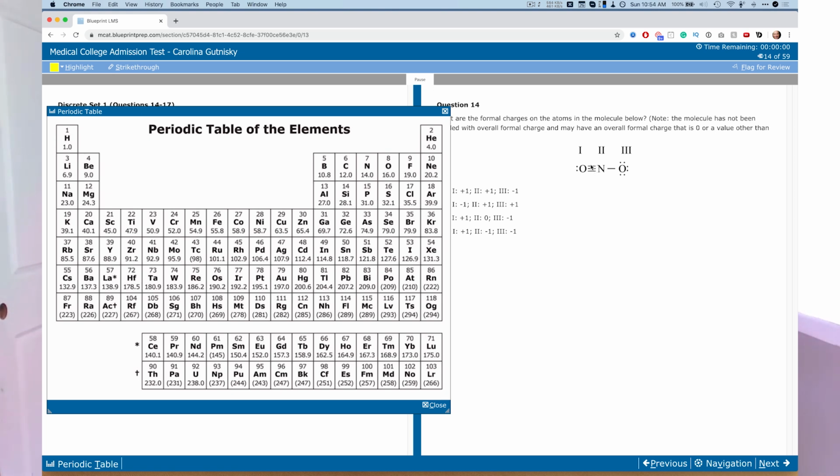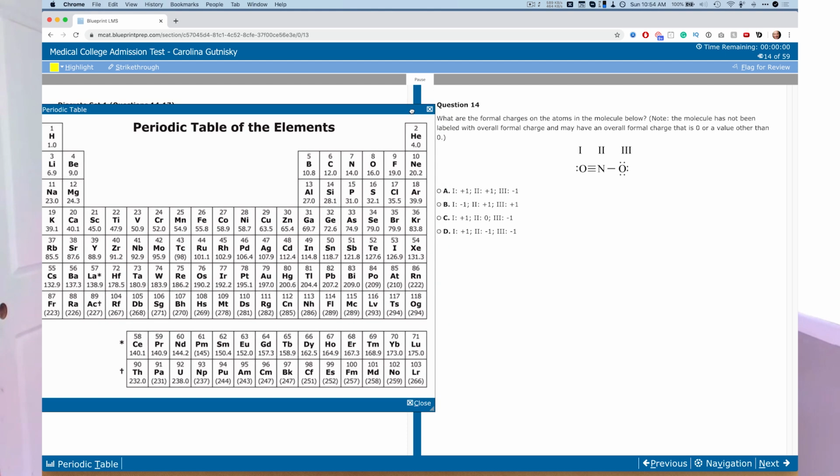So if I look at this properly, I see 6 minus 1, 2, 3, 4, 5 for this Roman numeral 1. So 6 minus 5 is plus 1. Yep. Okay. So plus 1 gives me answer choices A, C, and D. So B is immediately out. So I'm going to strike that through.